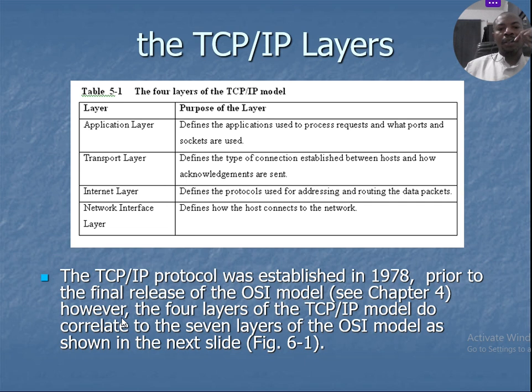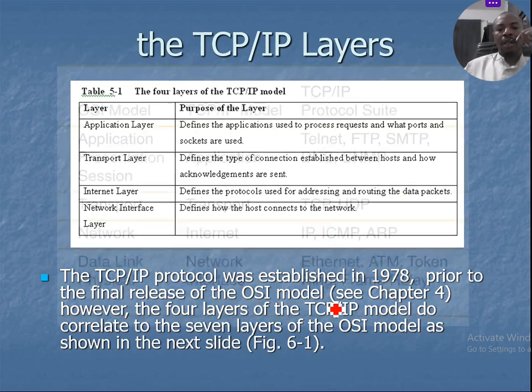Still on this one, we said the TCP IP protocol was already established in the first section of this chapter, developed in 1978, just before the OSI model was introduced. We discussed this previously in chapter 2 and chapter 4. So this TCP IP model has 4 layers as we've described.